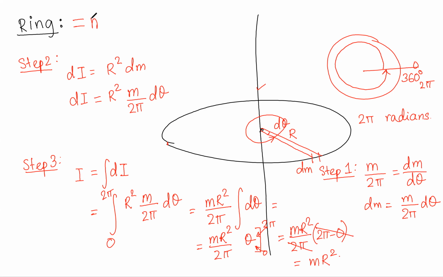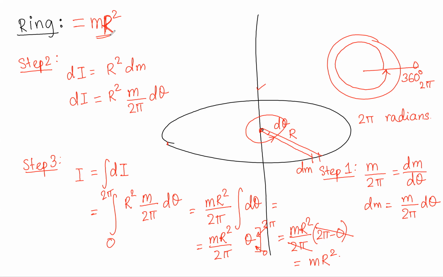What is the moment of inertia of a ring? The moment of inertia of a ring about its center or about its midpoint is mr square. Okay, keep making a list, make a table of all these things. The moment of inertia of a rod about its midpoint is ml square by 12. The moment of inertia of a ring about its center is equal to mr square. Moment of inertia of a rod about its edge is ml square by 3. You will require all of these while solving problems.